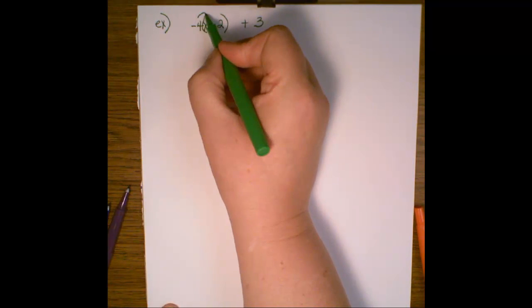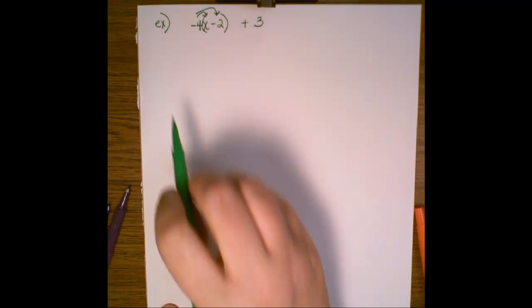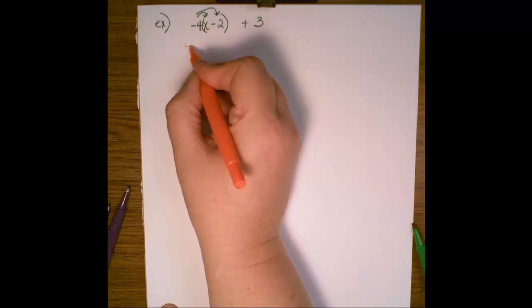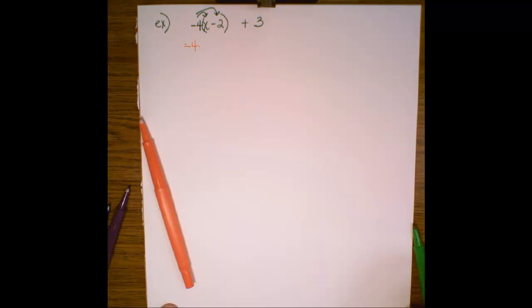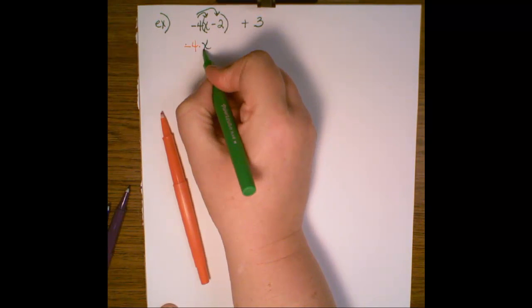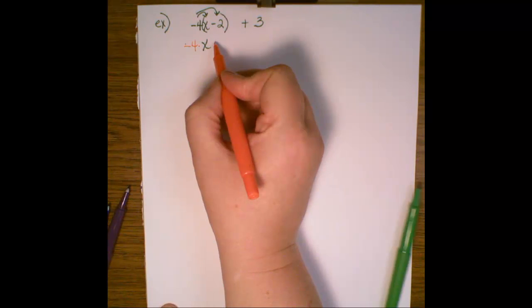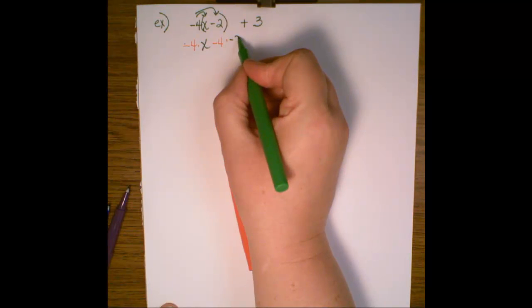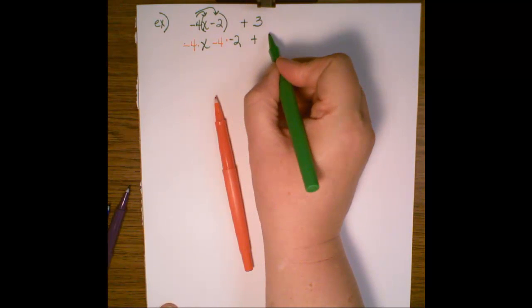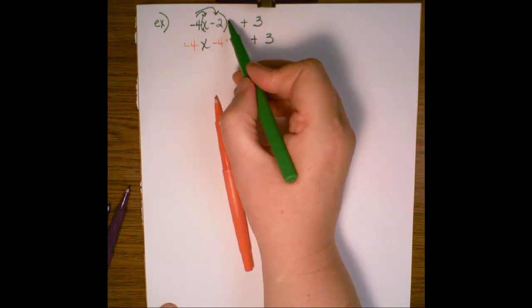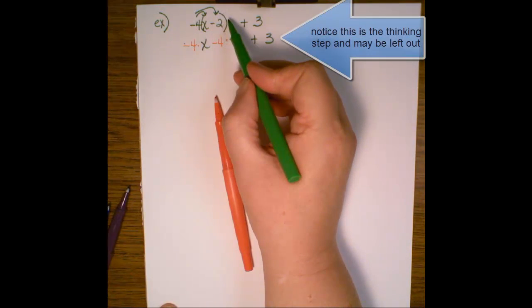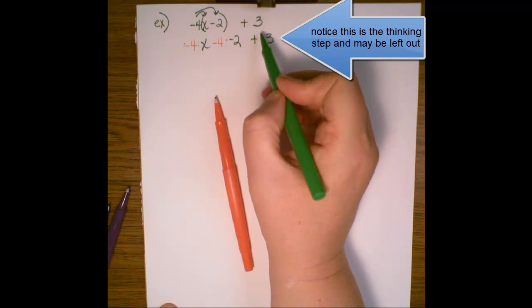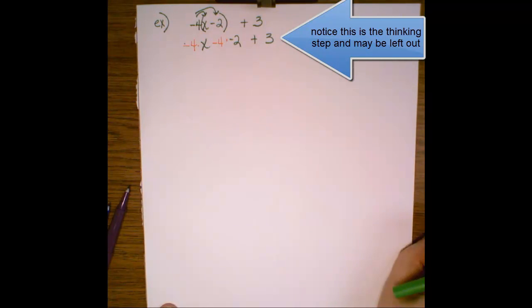Again, the first thing we're going to do is use the distributive property. So it's going to be, and I'm going to do the -4 in the orange here, times x, and then -4 times -2, and then that +3. Notice that this end parenthesis acts as a stop sign. That's where we stop distributing. That +3 just falls down at the end.